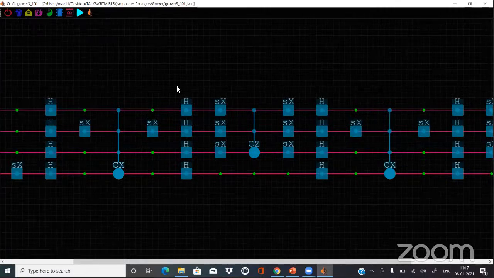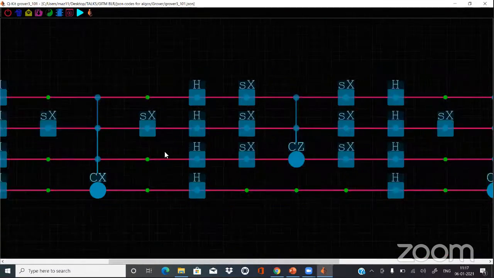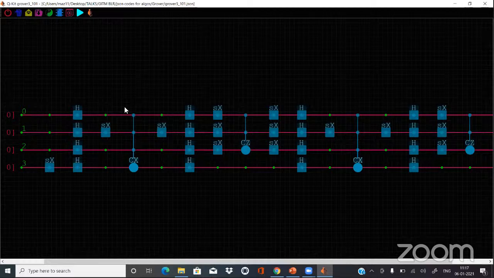What I'm saying here is that I have implemented Grover search for the value 101. This Grover search will search for 101. The function corresponding to 101 will be x1, x2 bar, and x3. 3 bits are there, and the function will be such that x1, x2 bar, and x3.